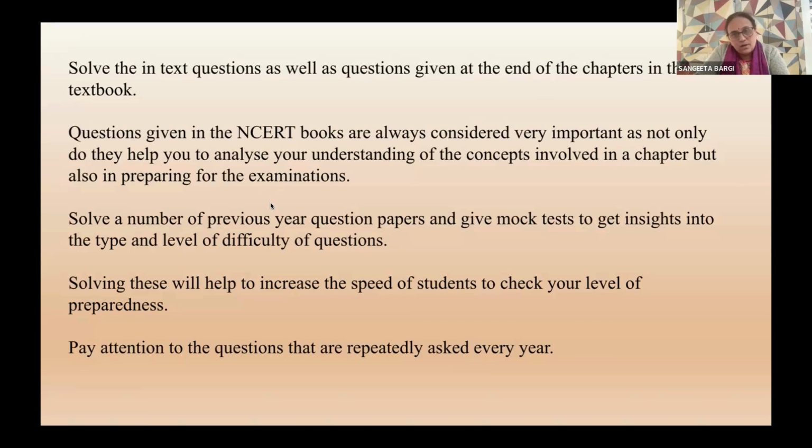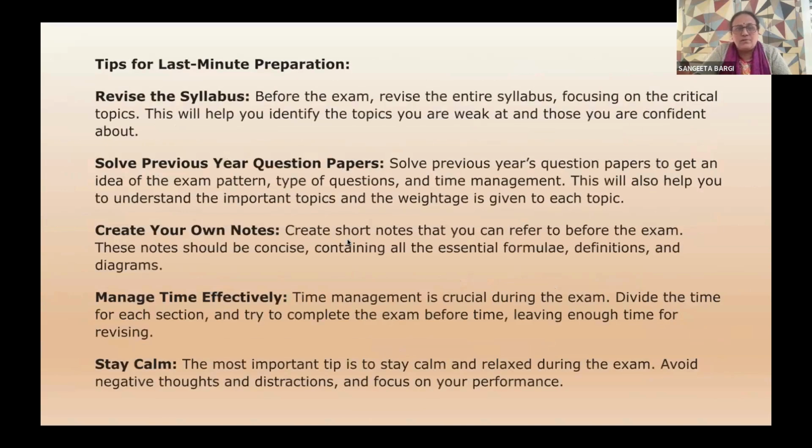Try to solve along with the latest CBSE sample paper, the sample paper which CBSE has issued. Along with that, solve a number of previous year question papers also, which will help students understand the type of questions and the level of difficulty. That will also help students increase their speed and solve the paper in the given stipulated time. Revise the syllabus, solve previous year questions, create your own notes, manage the time effectively, and very important, stay calm.